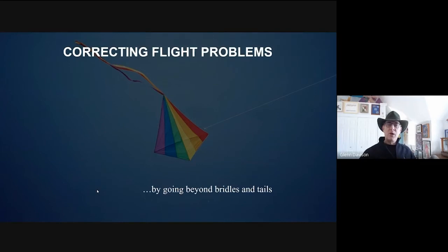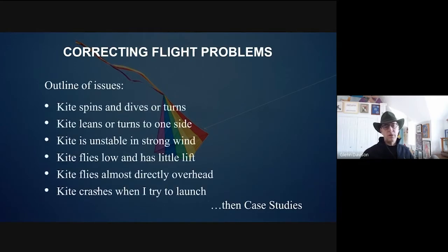So now let's talk about the process of correcting flight problems, because I'd like to go beyond what you would do with bridles and tails and go into a little bit more depth. So here's my outline of issues. The kite spins and dives, the kite leans to one side, the kite's unstable in strong wind, the kite flies low on the horizon, or the kite flies directly overhead, or the kite immediately crashes when I try to launch it. And then after these sort of issue topics, then I'm going to go into some case studies.